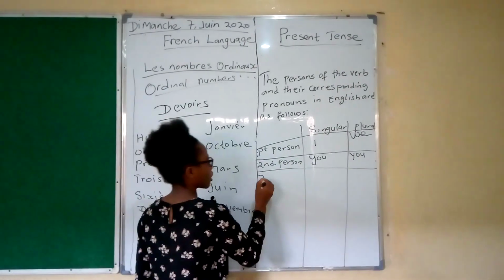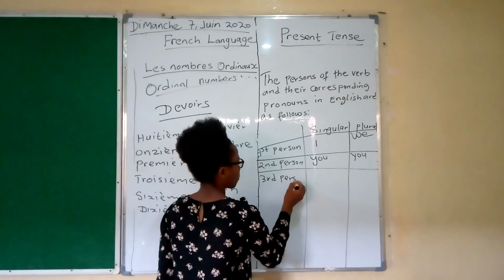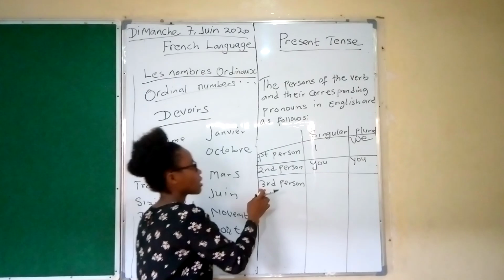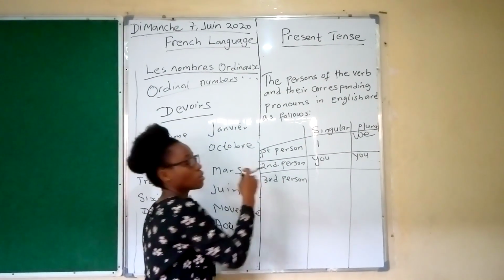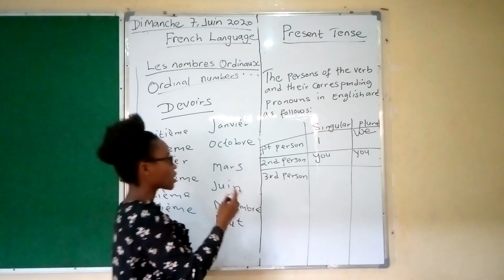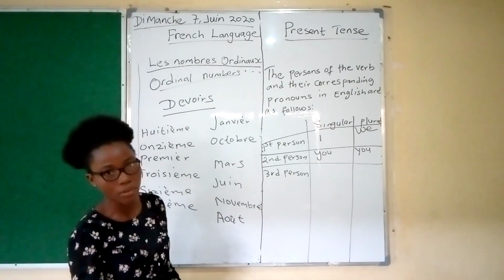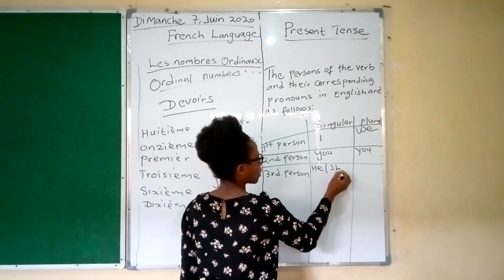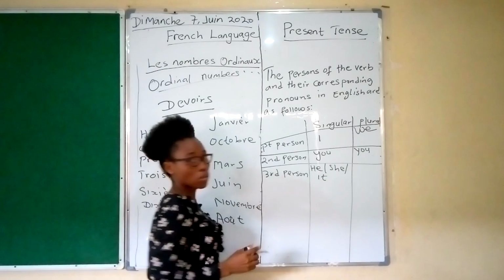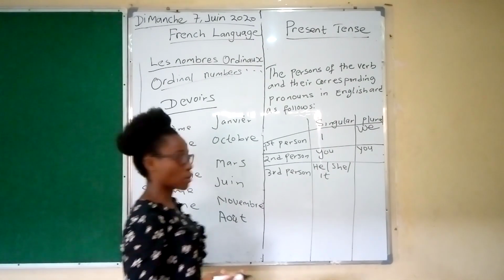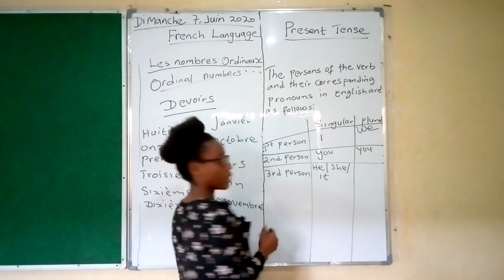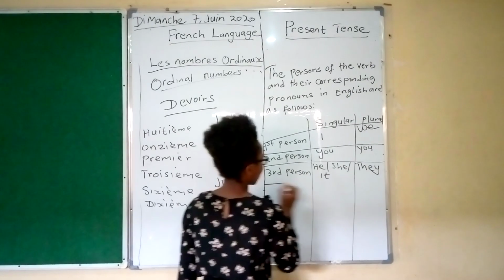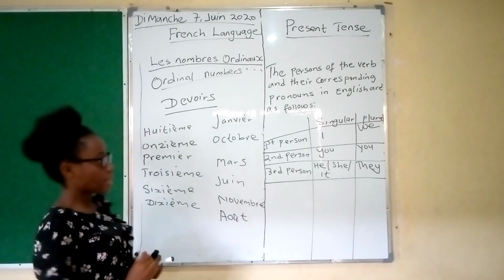Then the third person, that is the person that is neither the speaker nor the person spoken to, okay? But the person reporting what has been said by the second person, okay? It can be he, she, it. That is third person singular pronoun, okay? Then in the plural it will become they. Okay? They.